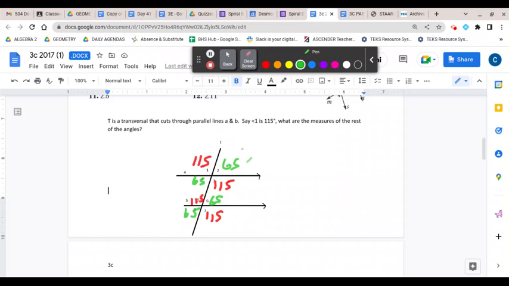Now I want to talk about some of the rules on the back of 3C, and then we can get on to 3C part 2.